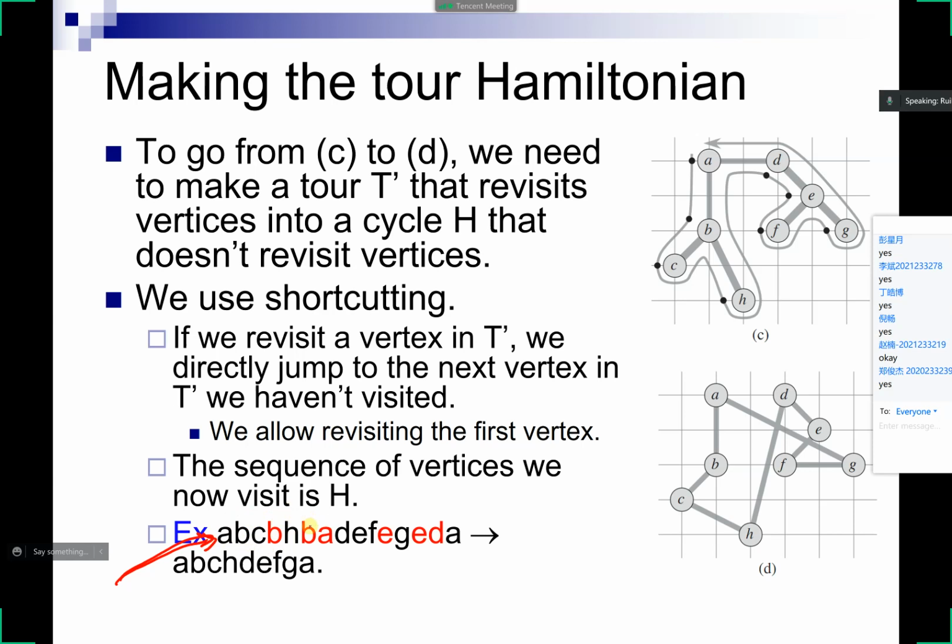And this A is a revisit to A. So whenever you get one of these revisits, you just completely cut it out. And what you're left with is A, B, C, H, D, E, F, G, A. As you can see, in the final tour that we output, we go through A, B, C, H, D, E, F, G, A. So that's the shortcutting procedure. Does that make sense?